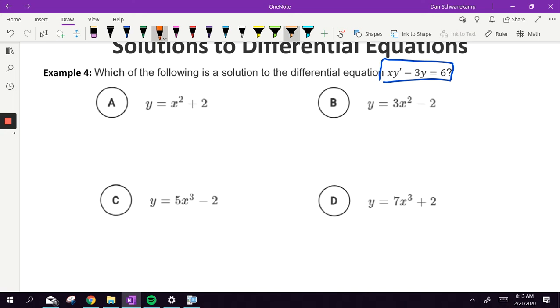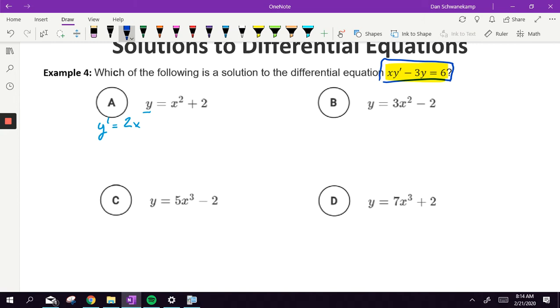So we are eventually going to plug into this equation and see which one makes it true. For letter A, they told me y. What else do I need in order to use that equation? The derivative. I need to know y prime. What is y prime going to be for that first problem? 2x. Makes sense how I got that?